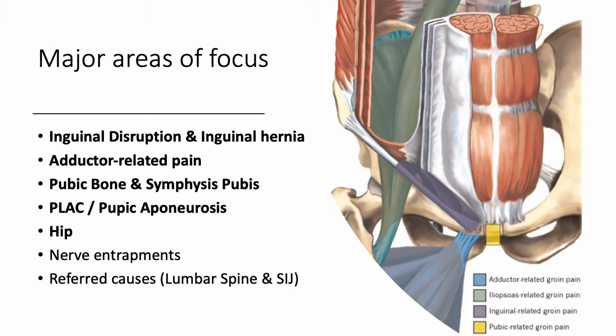There are really four major areas of focus that I wanted to talk on today. The so-called inguinal disruption and inguinal hernia, adductor-related pain, pain related to the pubic bone and the symphysis pubis, and pain related to the PLAC complex or the pubic aponeurosis, and also the hip.